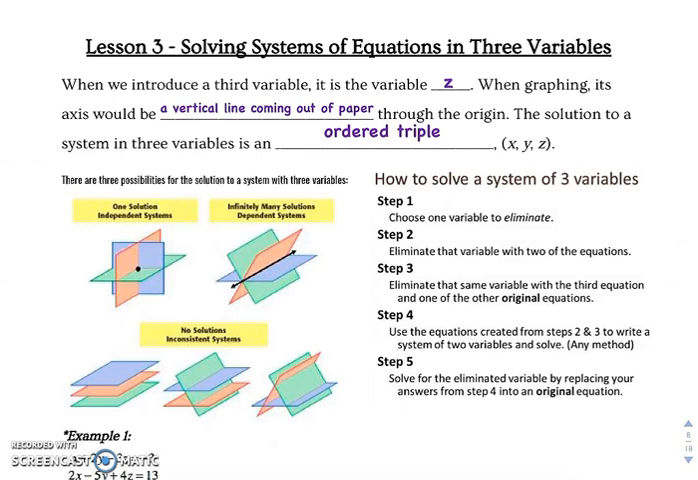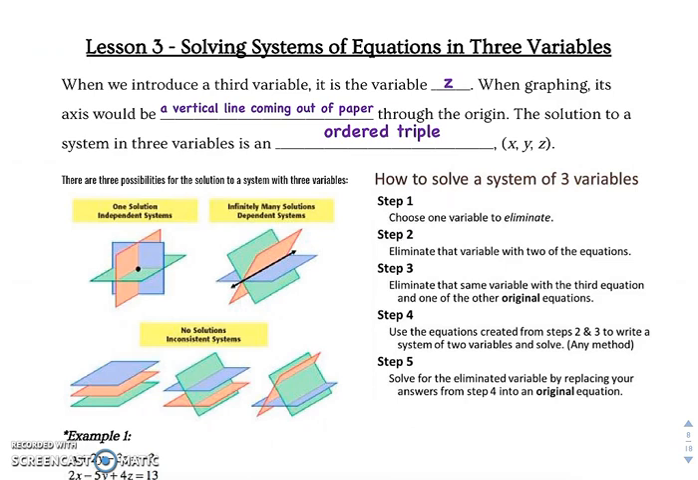In this lesson, we're going to look at solving a system of equations just like we've done in the past, except this time we are going to have three equations with three variables. When we introduce this third variable, it's usually the variable z, and when we graph it, it's actually like an axis. It's almost 3D. It would be a vertical line coming out of your paper, essentially. The y is the vertical, the x is the horizontal, and the z is kind of coming out in between those, I guess, if you will.